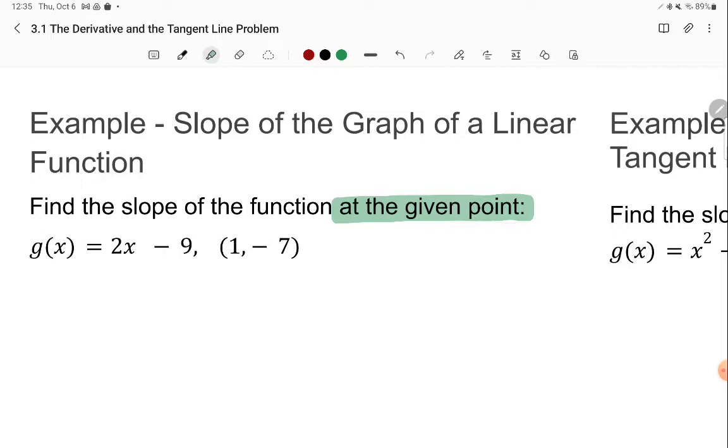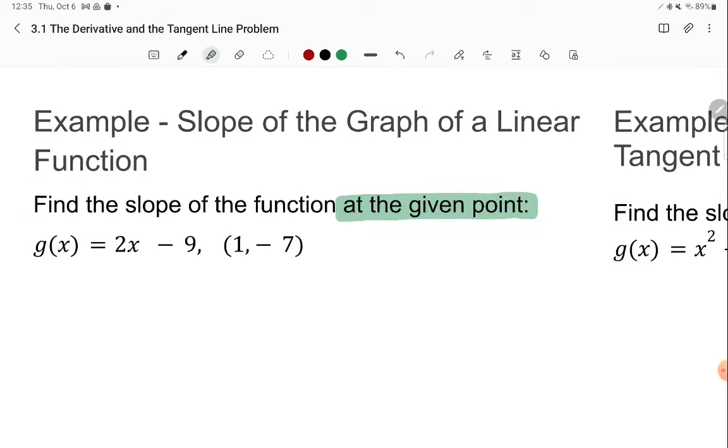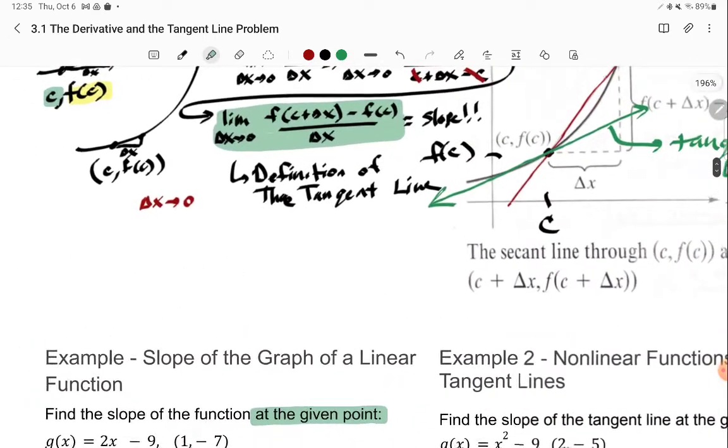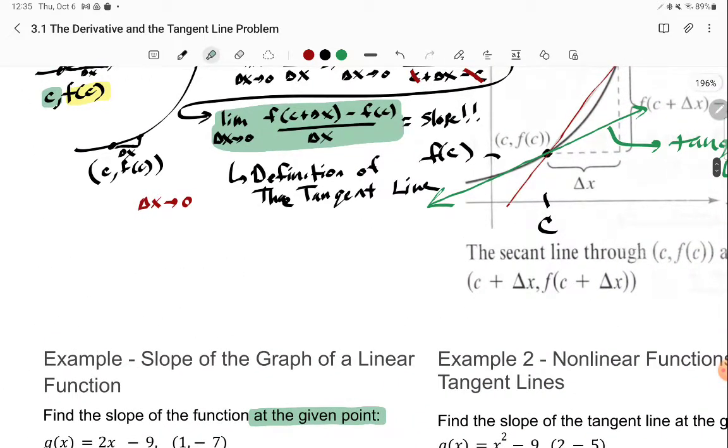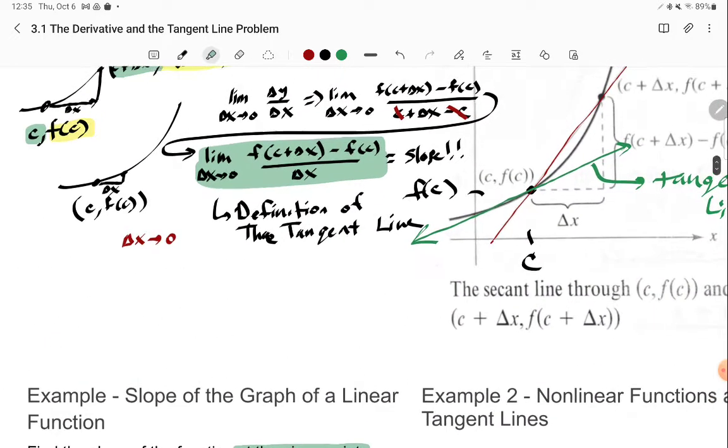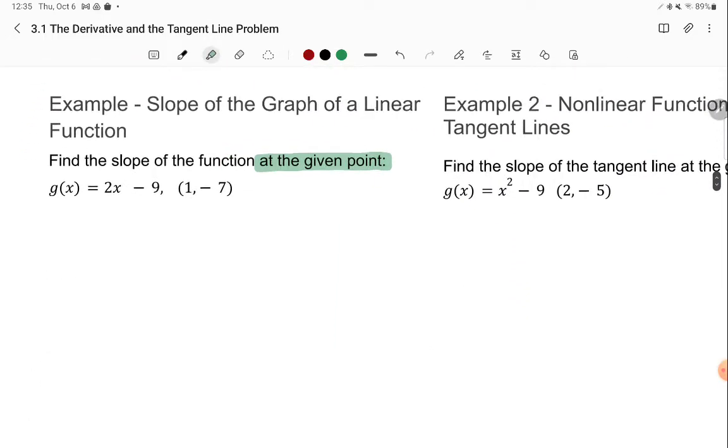Thinking of algebra, look at your equation, y equals mx plus b. What is the m? That's your slope. So we know what the answer is. I'm not going to say it, but you all should know what the answer is, which is why we're going to use the definition that we just used up here to see if we get the right answer.